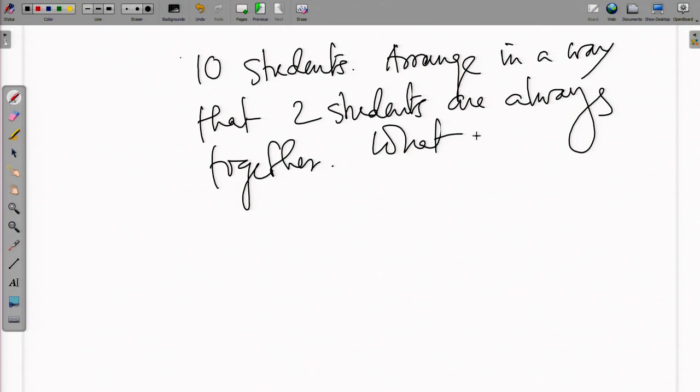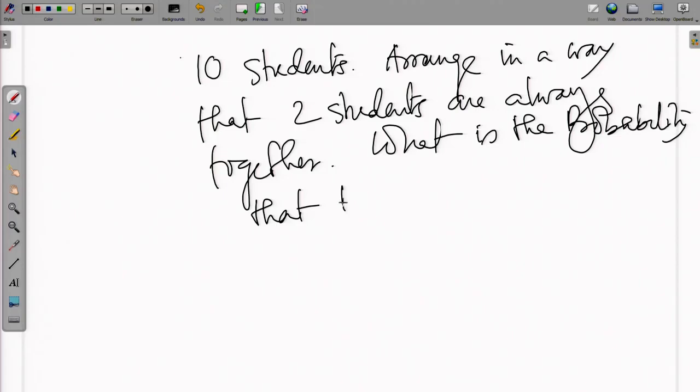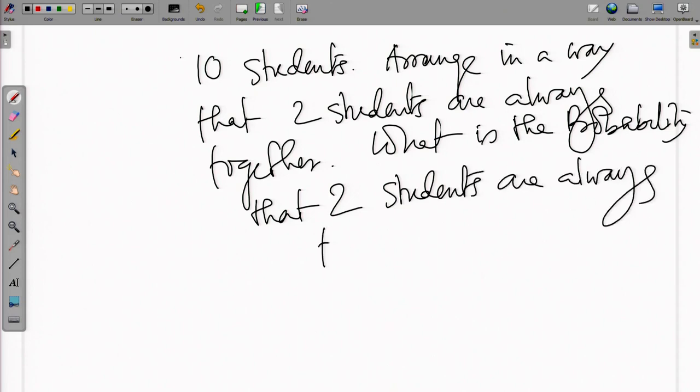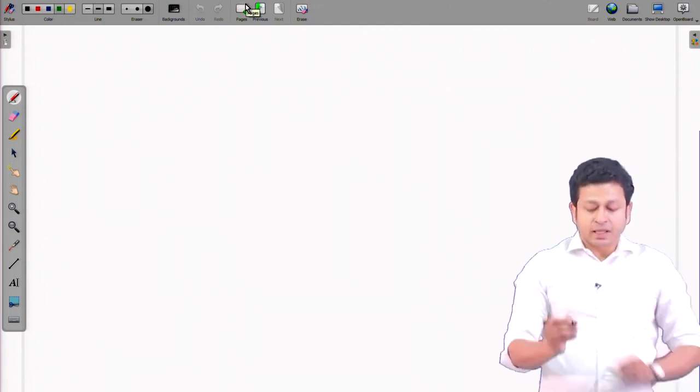Let's say this is my event. What is the probability that two students are always together? So let's solve this, and we really don't have to run an experiment. We really don't have to get historical data to get this result. So let's just do that. So let's have another page. So let's say how we do that.